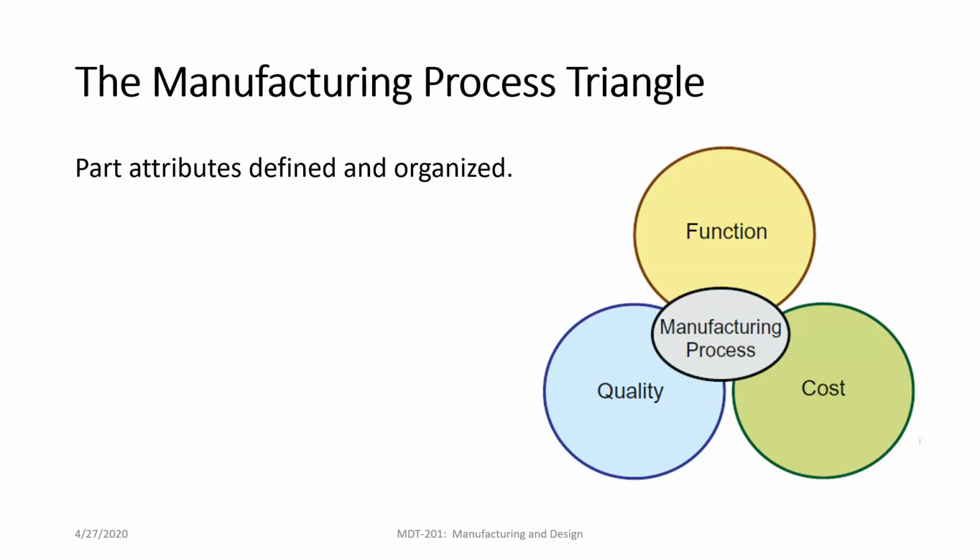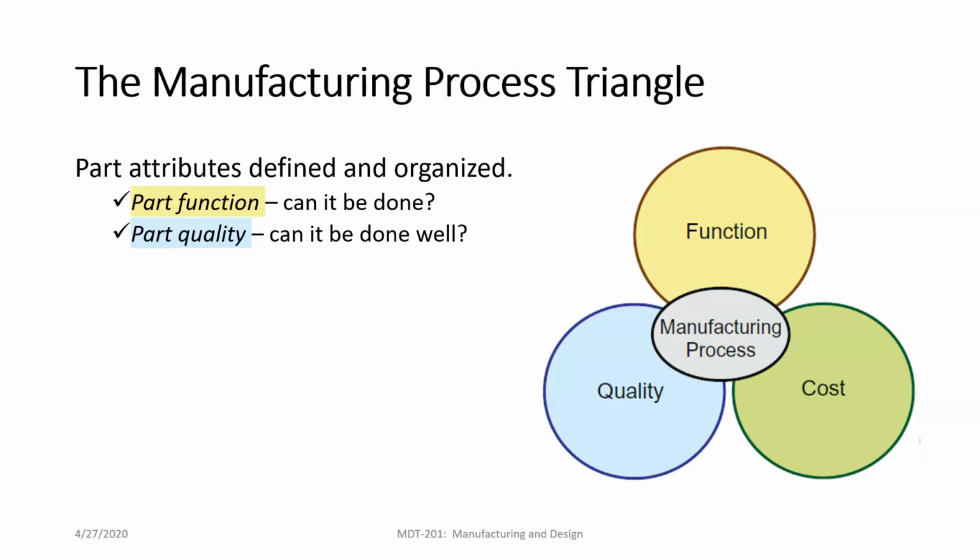So part attributes are defined and organized according to quality, function, and cost. The manufacturing process is going to be selected based on these 3 factors. These are the big factors that override all process choices or production process choices: function, quality, and cost. Part function asks, can it be done, and how? Part quality: can it be done well? Can it look good? Can it function well? And part cost is, can it be done cheaply?